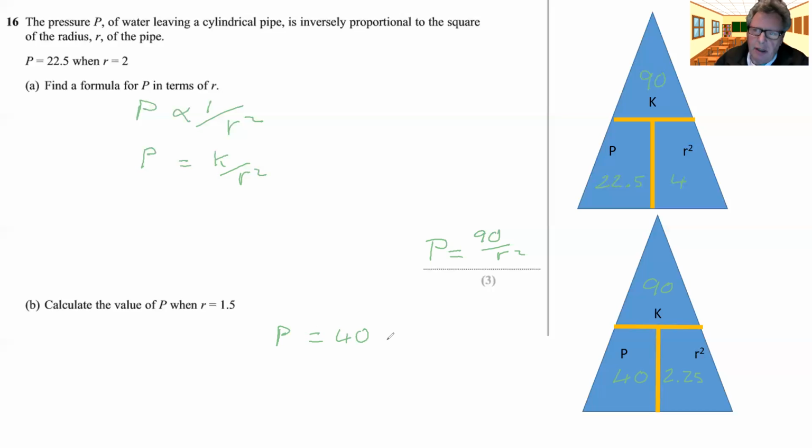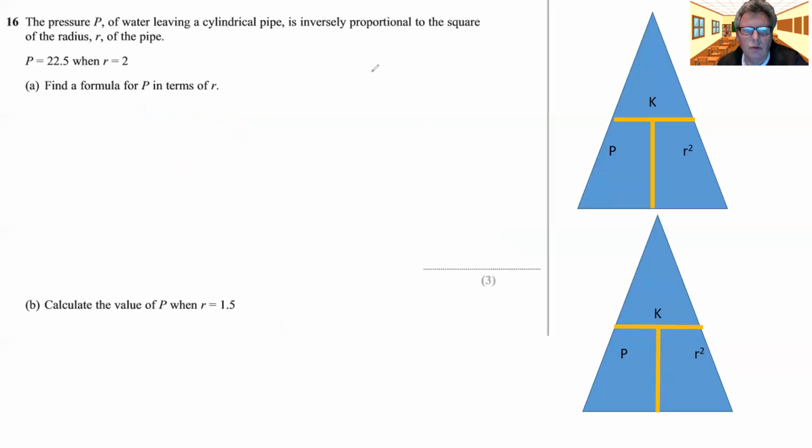Okay, I hope you got that right. I hope by now you're beginning to see how we use the magic triangles and how relatively easy it is. The key skill we're using here is substitution. Let's close our drawings and look at our next question.